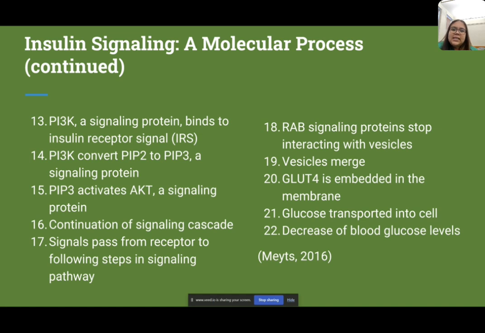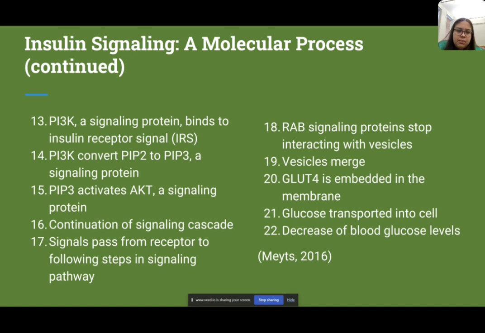PIP3 activates AKT, a signaling protein, and then it would continue to spread the signal from protein to protein as phosphorylation occurs. So it's also known as a signaling cascade. It would just continue, and then the signal would pass the receptor to following steps in the signaling pathway, and then RAB signaling proteins would stop interacting with the vesicles.